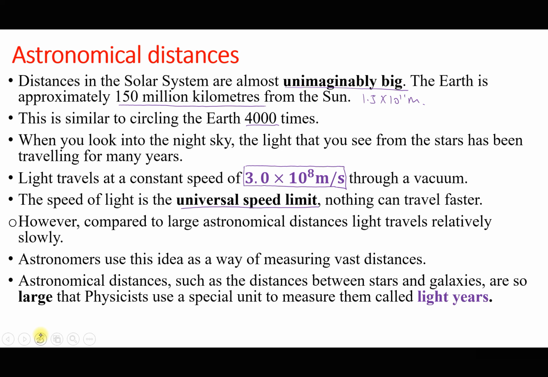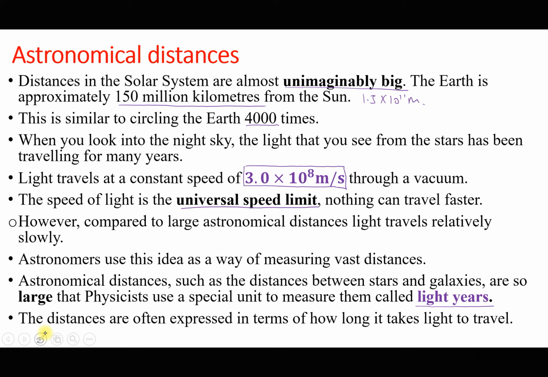And therefore, astronomical distances, such as the distances between stars and galaxies, are so large that physicists use a special unit to measure them, and this special unit is called the light year or light years. The distances are often expressed in terms of how long it takes light to travel. That is called the light year. So rather than measuring the distances in meters, because the distances are extremely large, another unit called the light year is used to express these large distances.